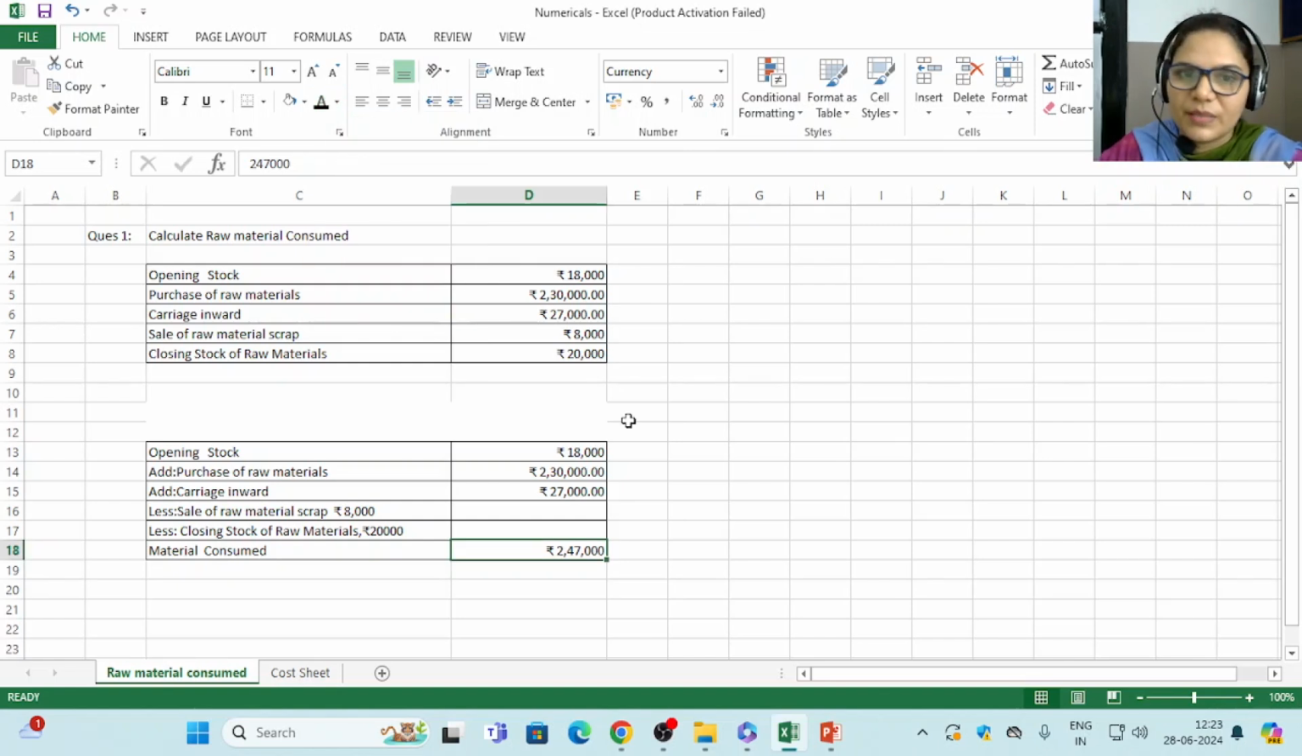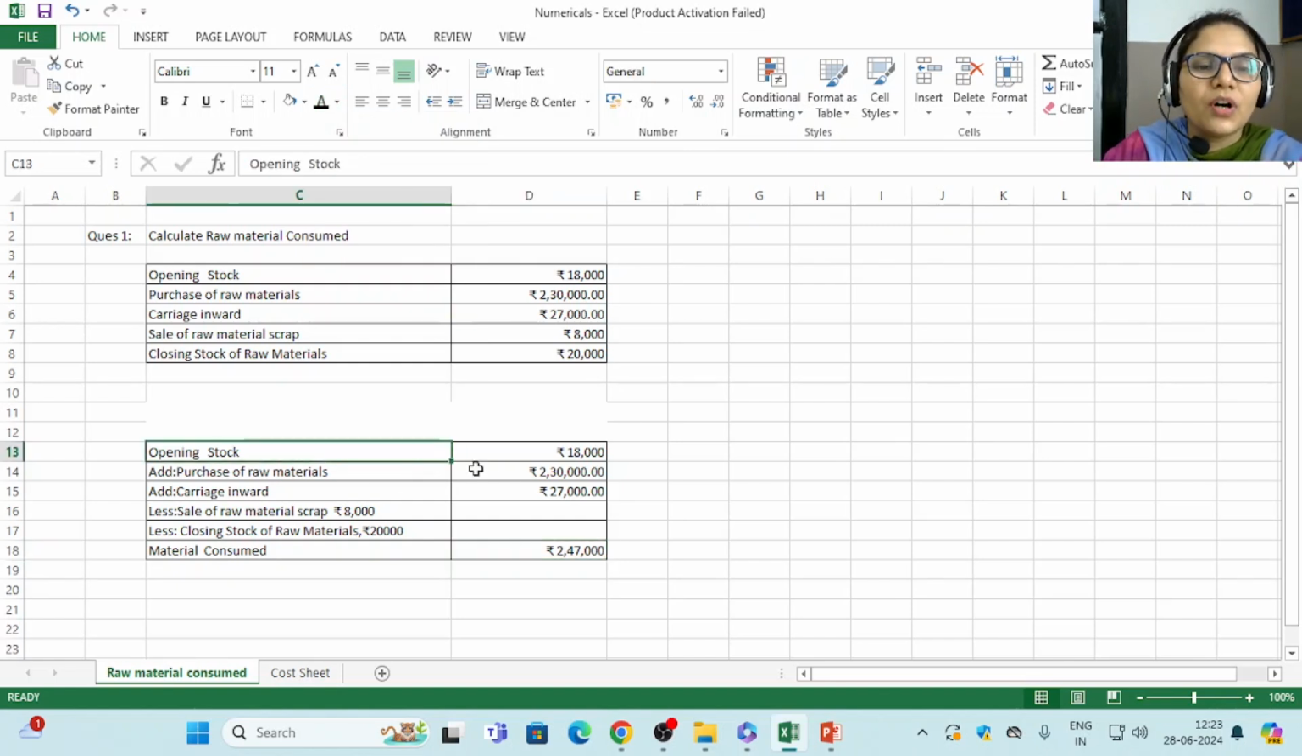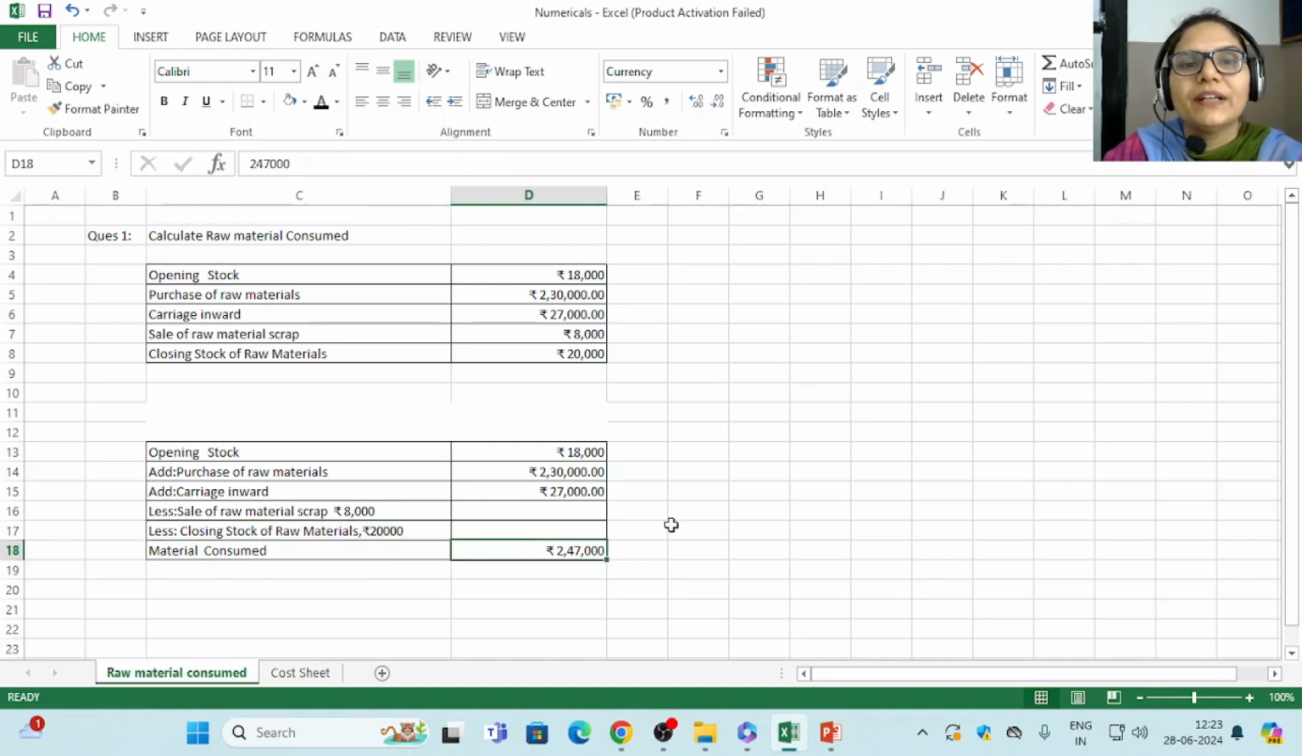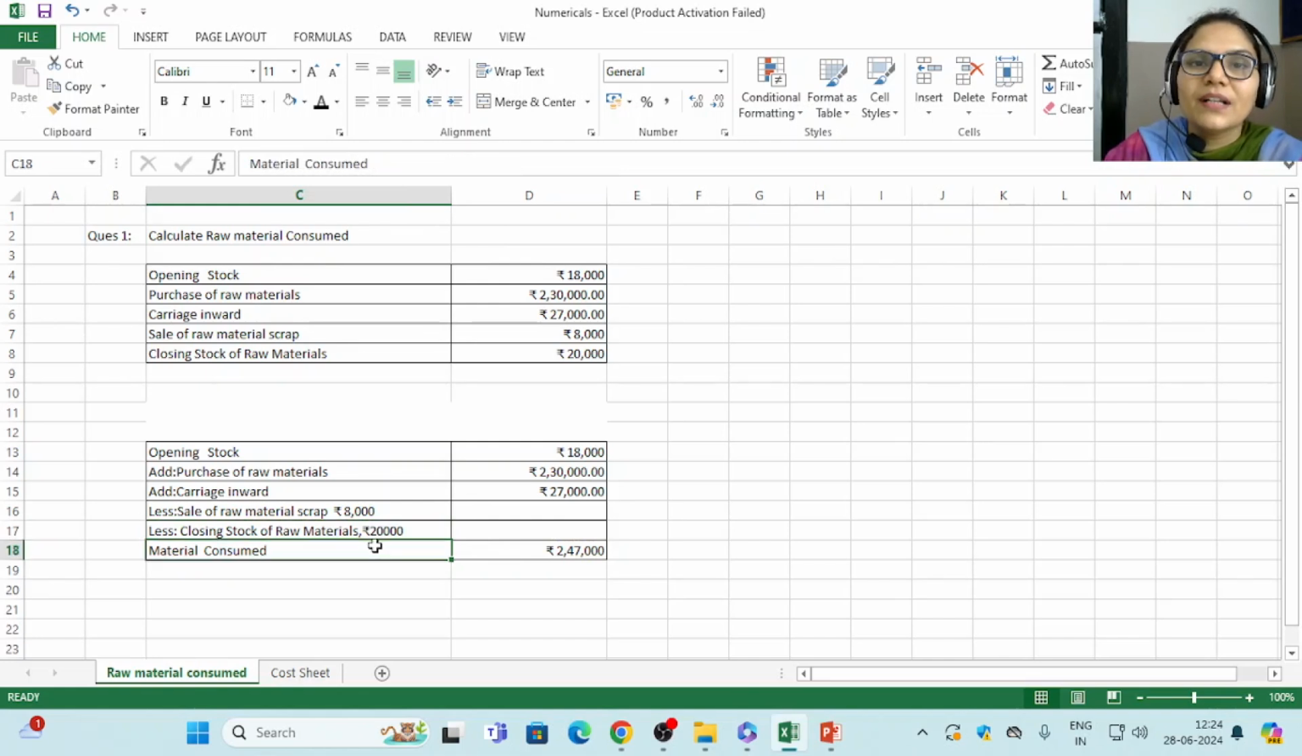I again summarize the numerical. Opening stock plus purchases plus carriage inward. From this particular value, we will deduct 8,000 scrap value. We will deduct closing stock of raw material value, and finally we will arrive at material consumed, that is rupees 2,47,000. So this is a very basic concept we have tried to solve over here, which will be helpful in solving the practical aspects related to cost sheet.